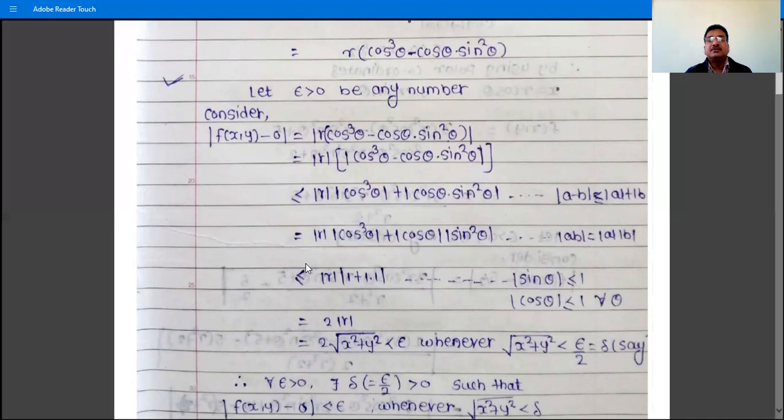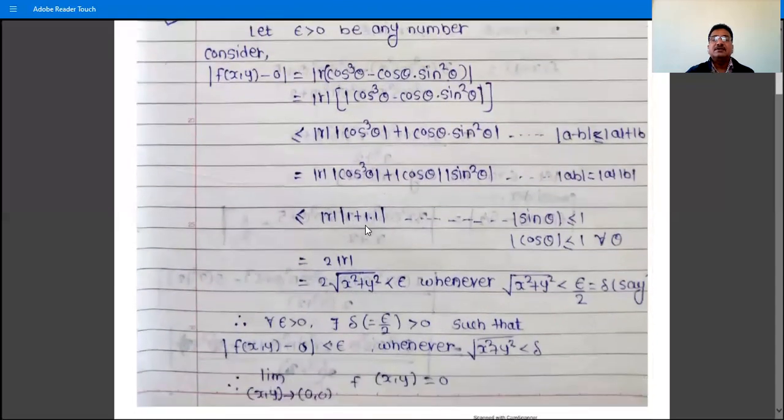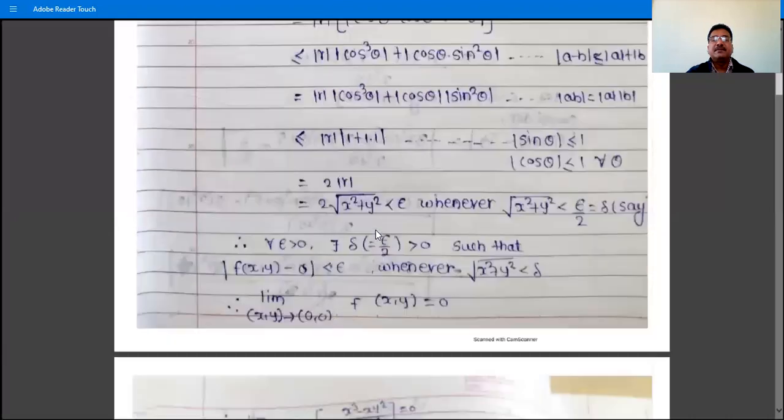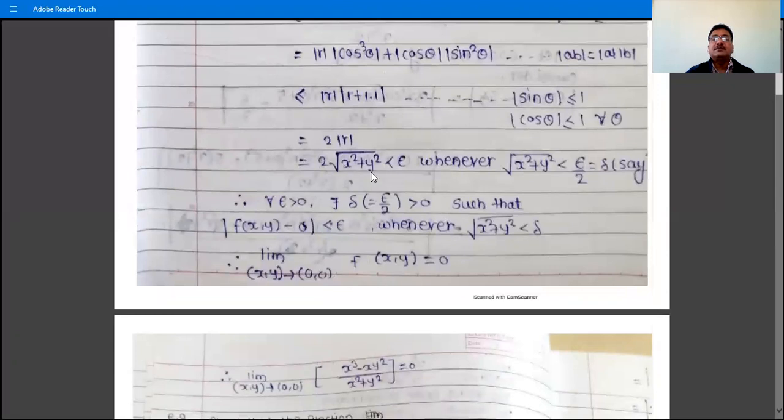Don't write here equal to, write less than or equal to, because suppose the value of this quantity is 1 half, but we substitute it as 1. Therefore, the larger value is substituted. That's why it is the less than or equal to sign. Okay. And then this is 1 plus 1 is 2. So 2 mod r, and what is r? r is root x square plus y square. r square is x square plus y square. That's why r is root x square plus y square.